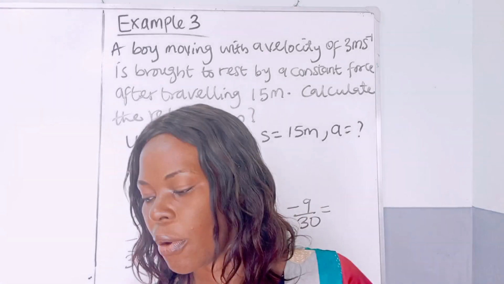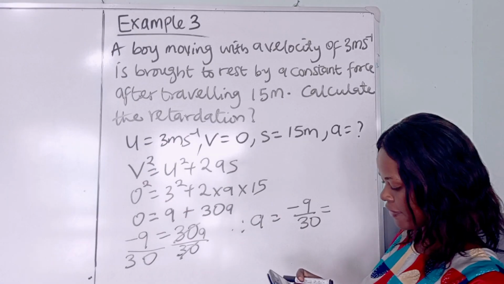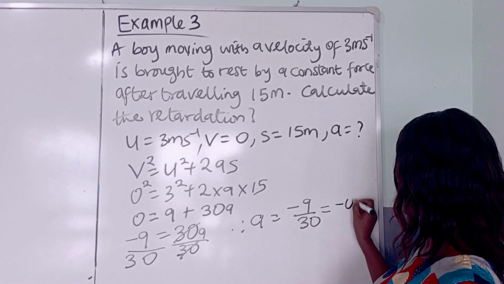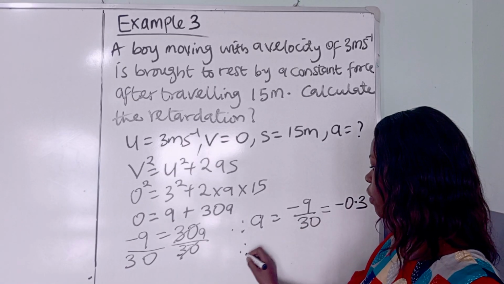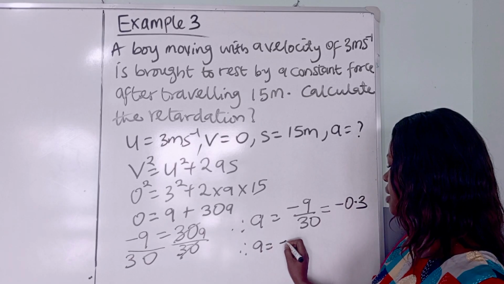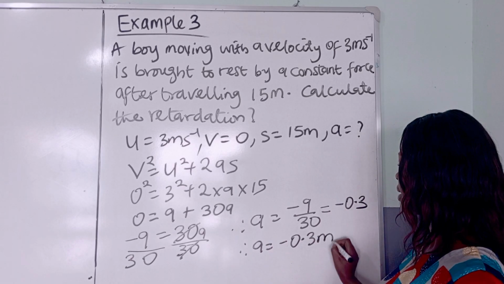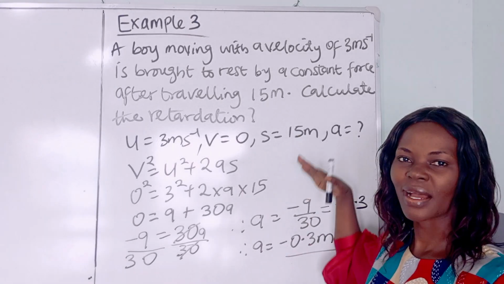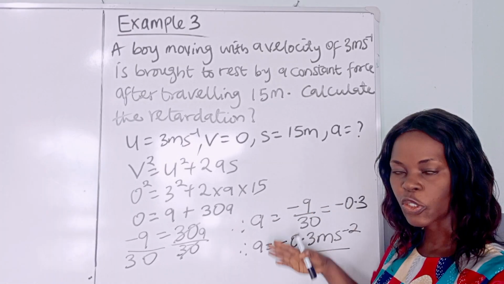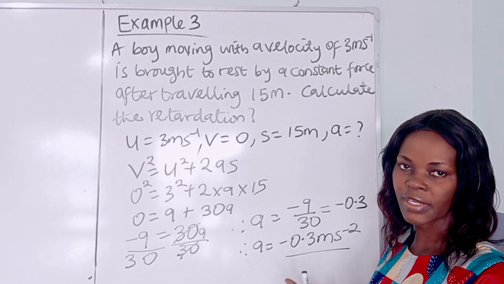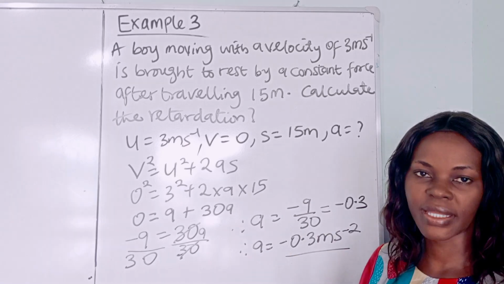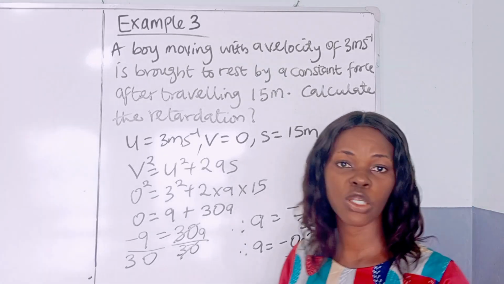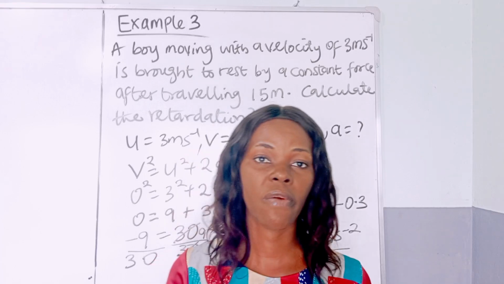Alright, with the help of our calculator, we have 9 divided by 30, so my answer is minus 0.3. Therefore, my deceleration is minus 0.3 meters per second squared. Okay, so this is how we can solve problems with motion. So knowing your parameters given, the first step is to state all your parameters given, and also to remember the equations of uniformly accelerated motion. Then see the one you can use to apply and solve your problem.